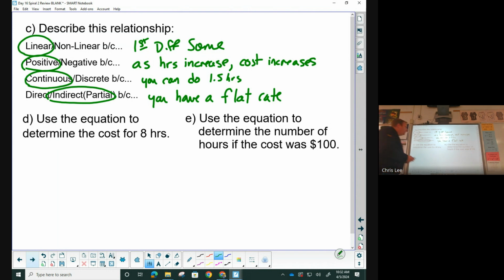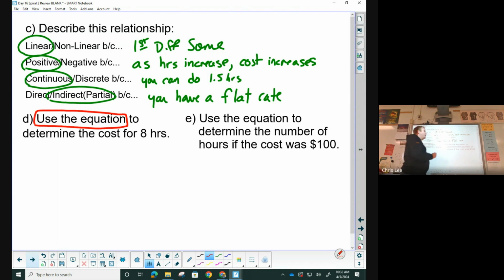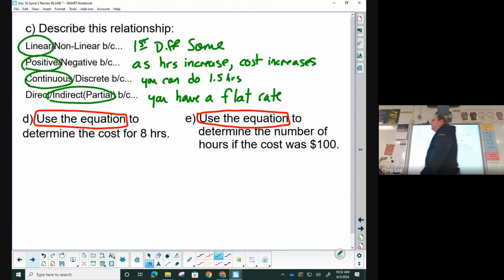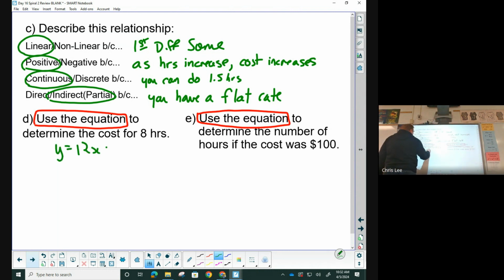What do you think I'm going to have you highlight in this next question? Use the equation. Right. Because this is an algebra practice. It is not a logic practice. I know that you know how to answer this without algebra. The point of this is to practice with algebra. So remind me of the equation. Y equals, thank you.